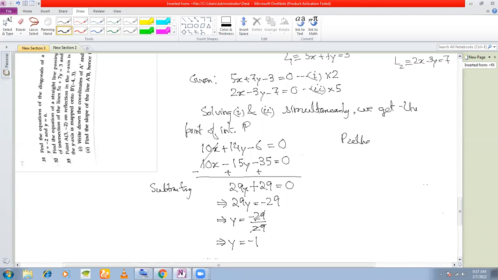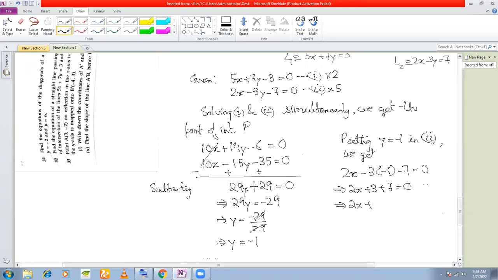Now, how to get x? You can put y is equal to minus 1 in any of the two equations. Let's say I put it in 2, because 2 I feel has lower coefficients. We get 2x minus 3 into minus 1 minus 7 is equal to 0. So you get 2x plus 3 plus 7 is equal to 0.